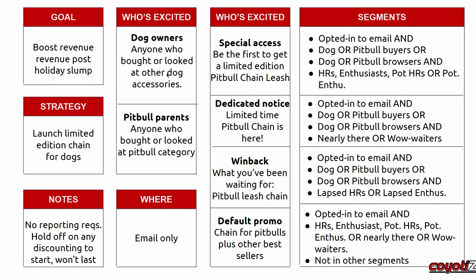So let's say this person got on your site, and you're selling dog products. Anyone who bought or looked at the other dog accessories. So they're searching dog accessories, not clothes, not food, but accessories. This is a very key point. And those who are pitbull parents, anyone who bought or looked at the pitbull category. We include those properties together from all the accounts in our Klaviyo, and we create a segment off of that.